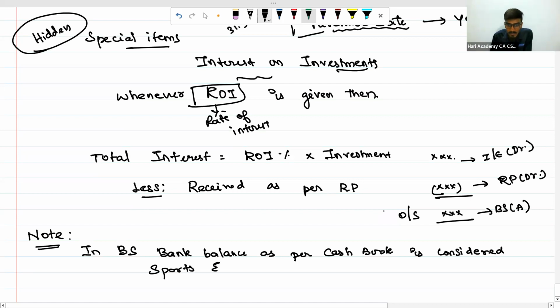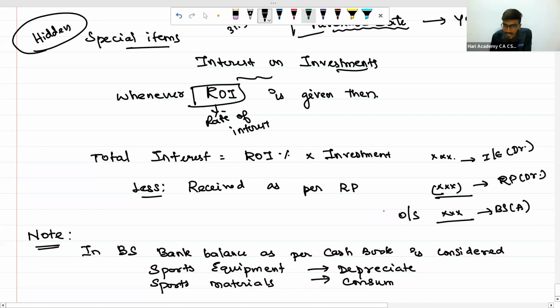Sports equipment is given in your question. It will depreciate. Suppose they use the words sports material. It is like consumption, consumed. Depreciation is for something which has a value that is slowly and steadily decreasing. Suppose I take a table tennis board, it is sports equipment. A table tennis ball is sports material. A table tennis bat is sports material. For sports material, we find out consumption. For sports equipment, we find out depreciation. This is an important thing from your exam perspective.